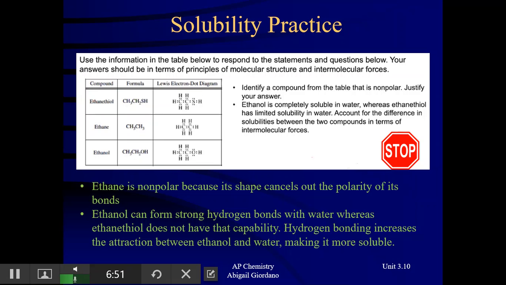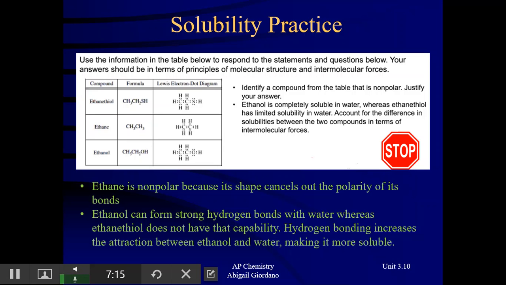So guys, when you're answering a free response question, you have to talk about the interaction between the solute and the solvent. Okay, you have to talk about the force of attraction between them and what kinds of forces there are.